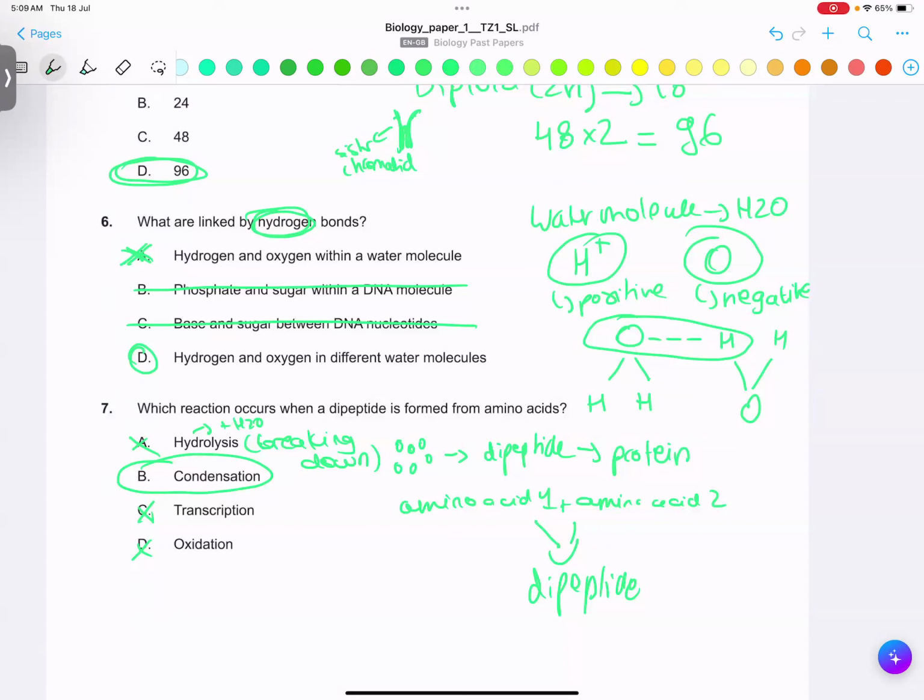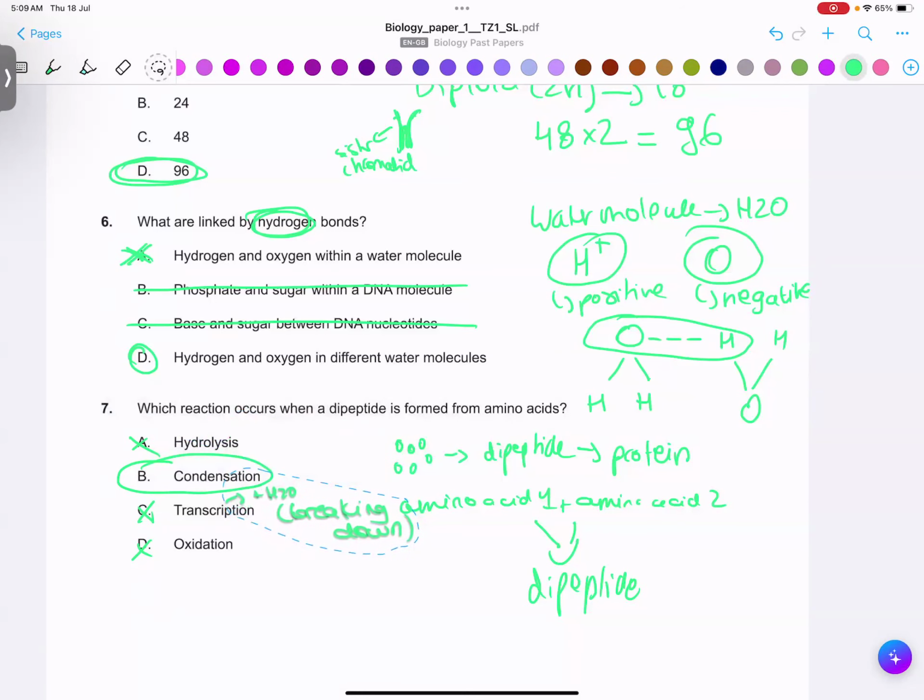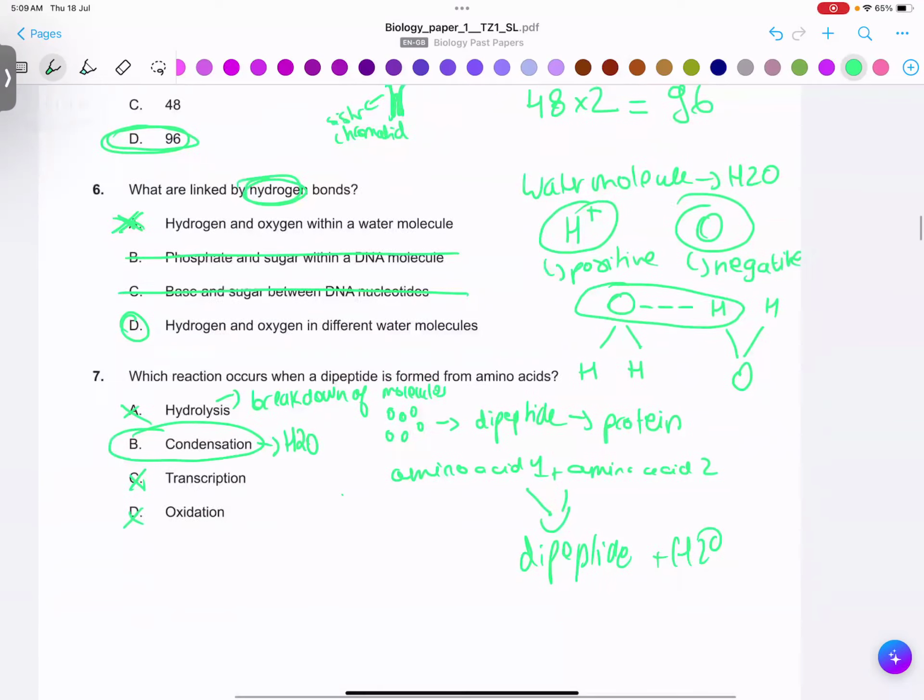Okay, guys, but I just said something wrong. I just realized that I mixed these two up. So basically, condensation actually is the one that releases H2O, which is water. When this happens, water is released. Sorry, guys. One second. I just said a small wrong thing. So basically, condensation does lead to water as a byproduct, but hydrolysis is basically a breakdown of molecules. It does not release water. Condensation releases water. So this will be dipeptide plus H2O. Okay, guys, got it. Sorry for the misconception. I just realized.